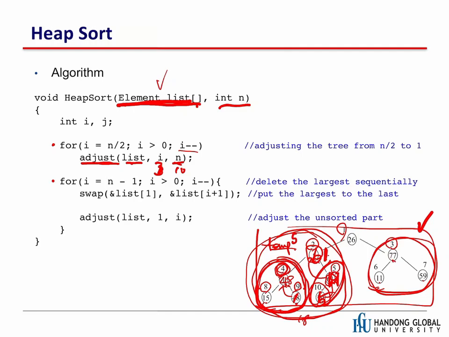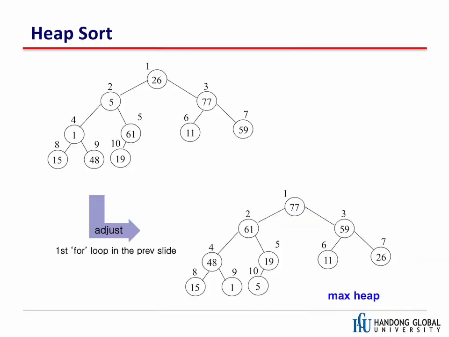So now this one is root. We do the same thing. Which one is larger, 61 or 77? 77 is larger, and 26 is smaller than 77, so 77 will be copied here. And when we compare 26 to the larger child, which is 59, 59 is larger than 26, so 59 should go up, and finally 26 is here. So this is it. We have a max heap. It's perfect. So with this first for loop, we adjust the complete binary tree to be a max heap.